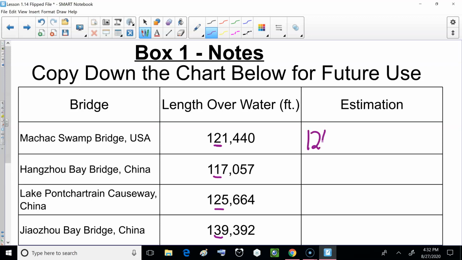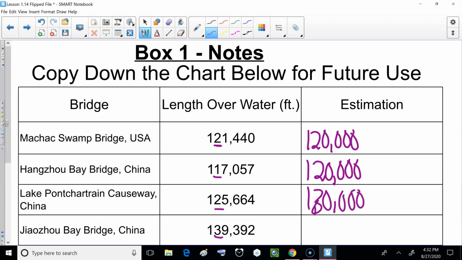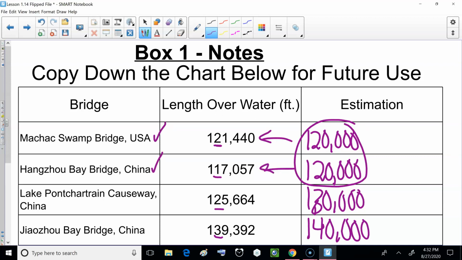We would have 120,000, 120,000, 130,000, and 140,000. So overall it doesn't look so bad, but my concern would be that we see these two numbers are the same, so you would say that this bridge and this bridge would be the same, but really we know that there's a pretty big difference of 4,000. So maybe estimating to the nearest 10,000 isn't the best here.